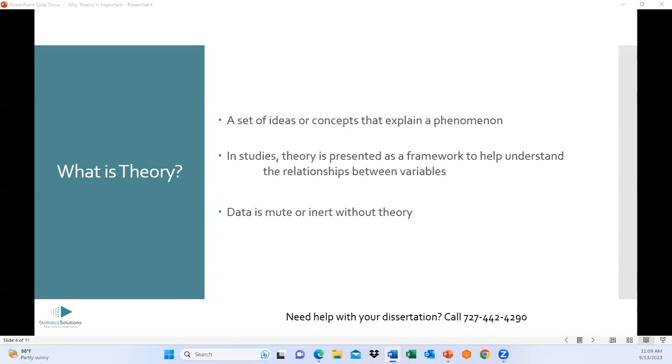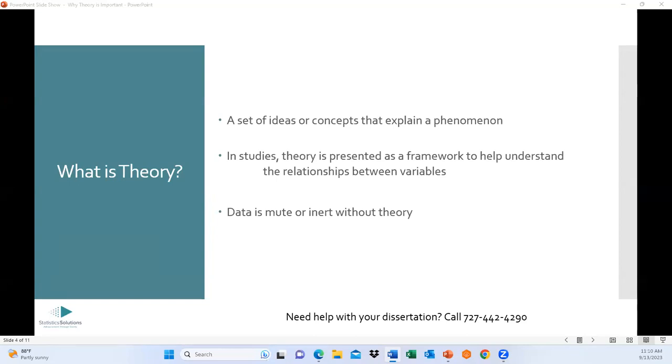So there's theories of leadership, right? What makes a good leader? What makes an effective leader? There's transformational leadership theory, there's transactional leadership theory. And so these theories help to explain leadership behaviors, right? So that's what theories do. They help us explain things.